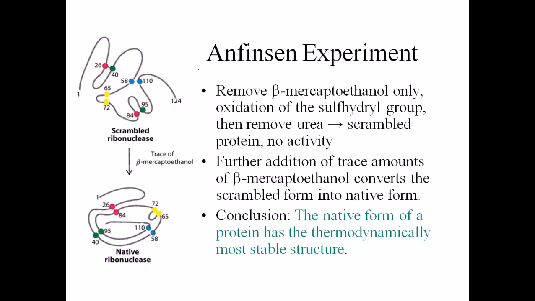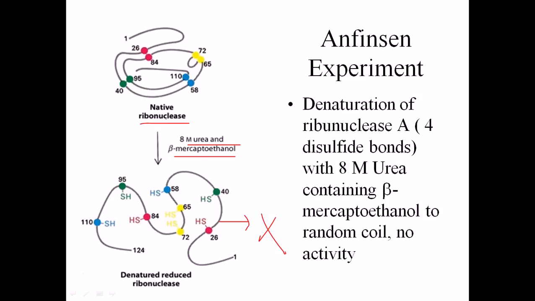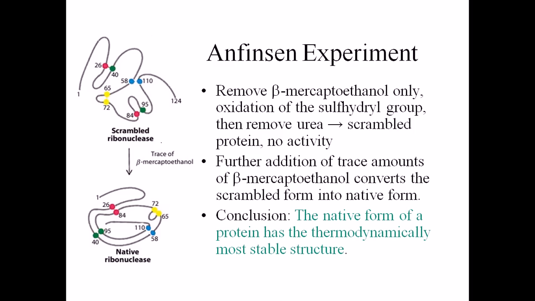Now we are going to talk about the second step of the Anfinsen experiment, which reveals another conclusion. After using the 8 molar urea and beta-mercaptoethanol to denature this ribonuclease, he went through another round of experiments. In this case, he removed only the beta-mercaptoethanol, but did not remove any urea.